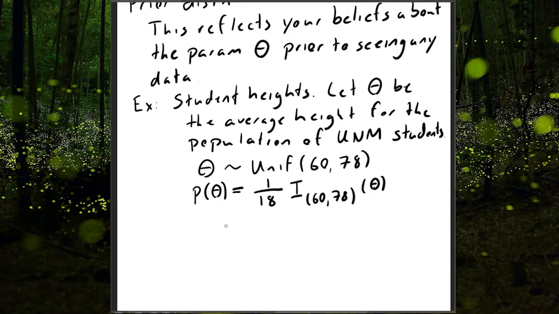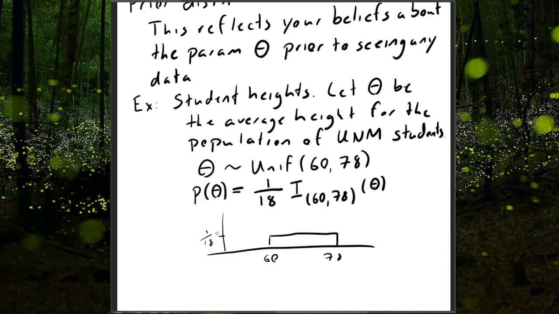And so if I plot this thing, I'm going to have 60, 78. I'm going to have just a flat graph between 60 and 78, and then it's going to be 0 everywhere outside that. And how high up is this getting? It's getting up to 1/18.